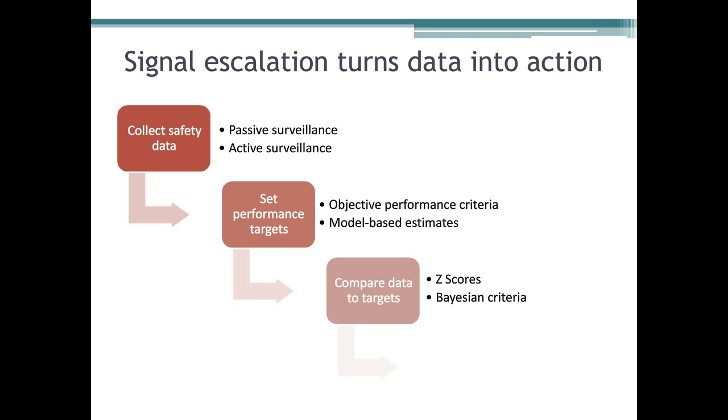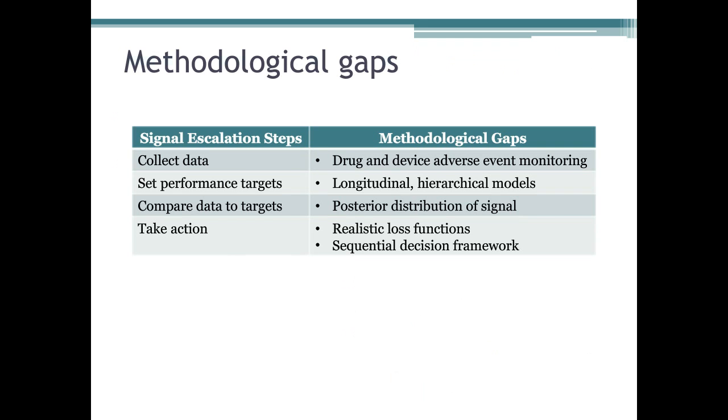And then given that you are performing out of range, that is, suppose in the safety setting that your safety performance is below expectations, what do you do? You have to take some sort of action on that evidence. I see, when I look at this system, several potential methodological gaps that a statistician like me could address. So for one, the data collection is tricky. I think we heard a lot about that from Jessica. The setting of performance targets is also tricky.